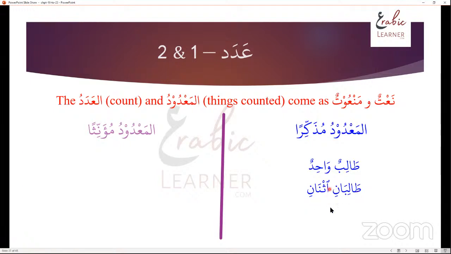Talibani indicates two students, but for stress you are saying ithnani. Talibani ithnani means you are stressing it more. Otherwise, talibani itself means two students. There is no need to say ithnani, but sometimes it is written in the sentence like that.